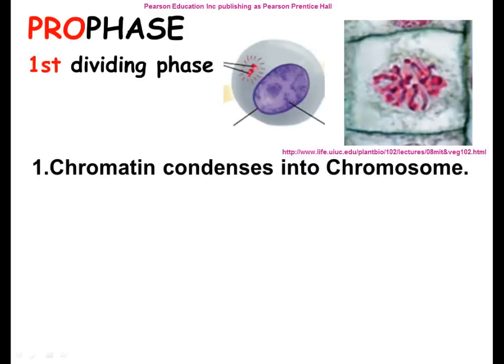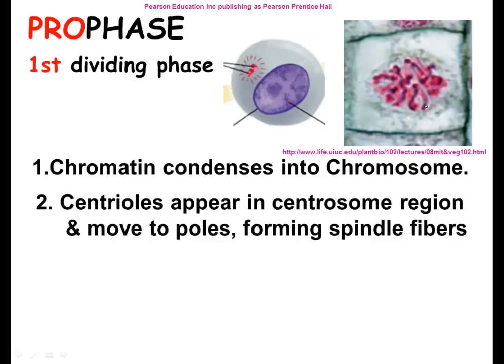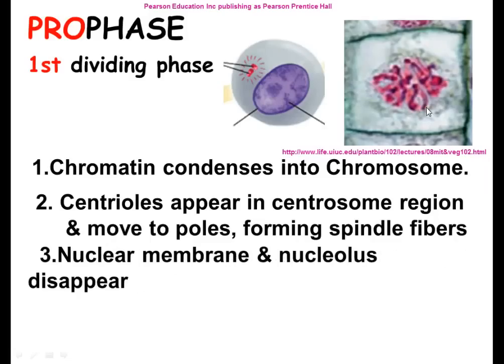Now in prophase, when you look under the microscope, you see the chromosomes. They're distinct. They have a wormy kind of look to them. And here we call the chromatin chromosomes. Centrioles start to appear. You don't see that in the microscope, but a spindle fiber starts to form, and the nuclear membrane disappears.